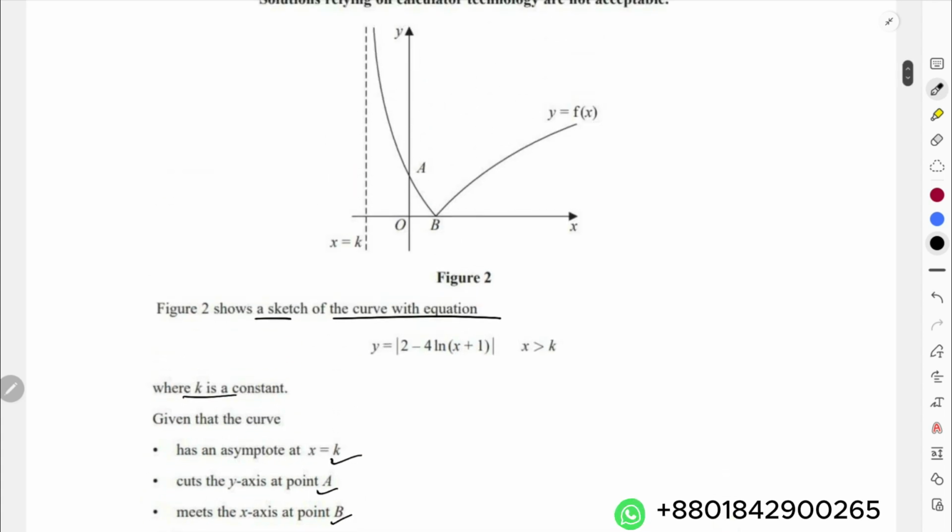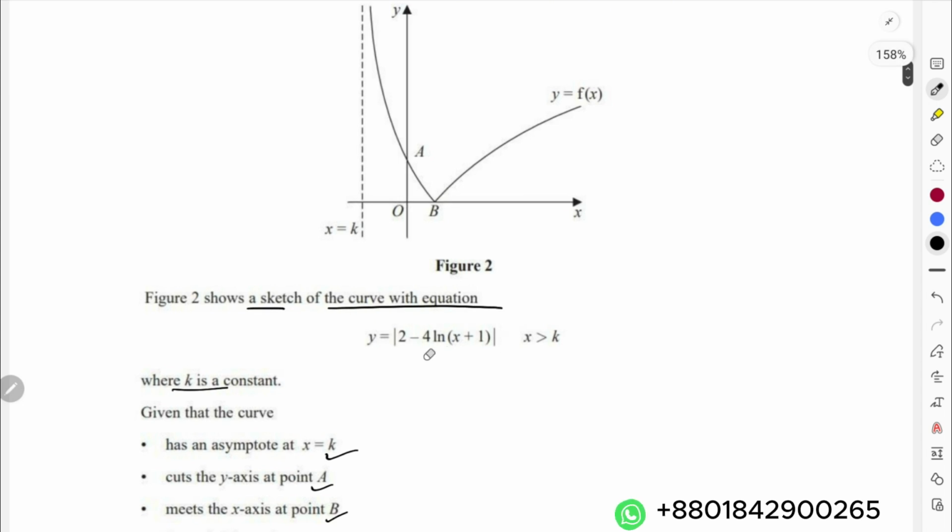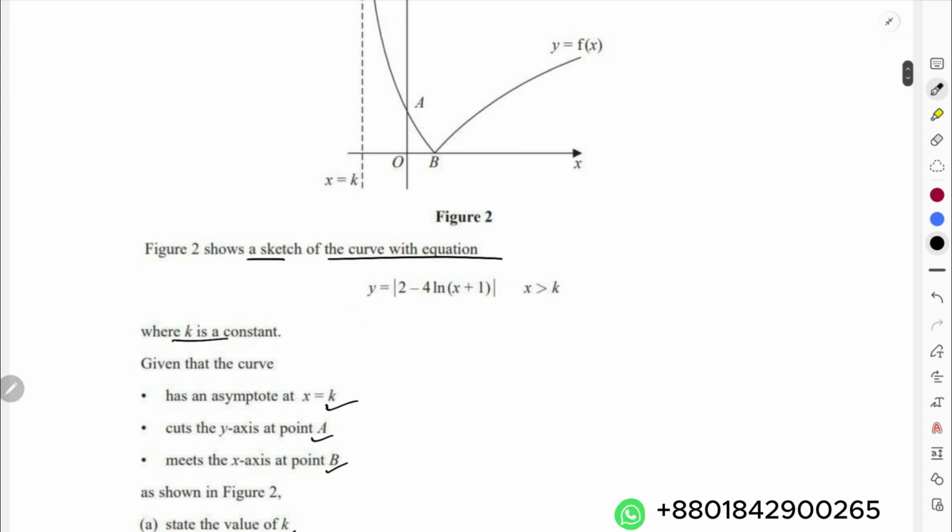So for this value of k, one thing to understand is that this is actually a shifted graph, right? Originally, your y maybe would look like ln x, right? And that was further shifted. Your f of x was y equals ln x, and that was multiplied by minus 4, so minus 4 ln of x plus 1, plus 2, right? This is how the entire graph shifted.